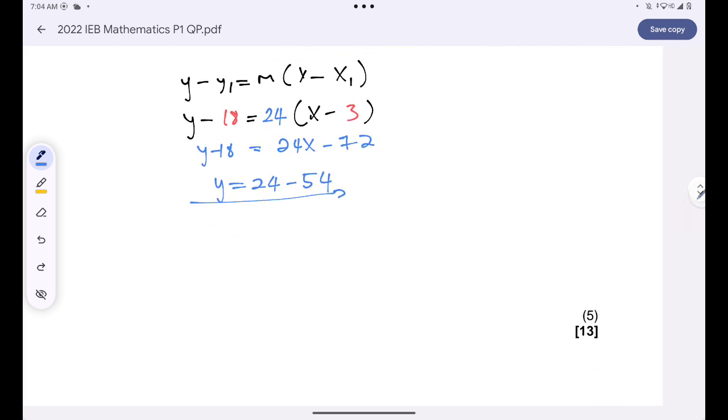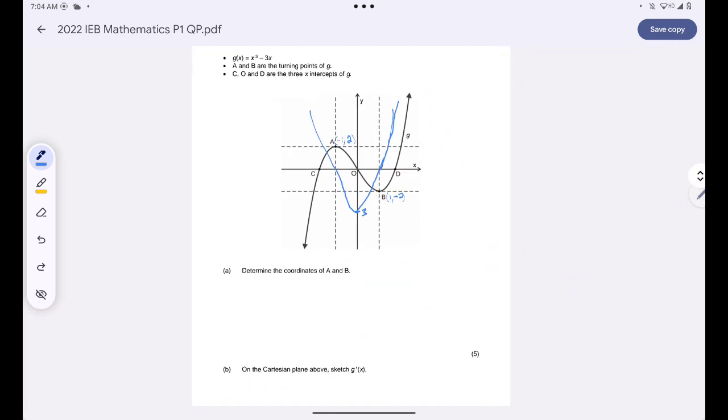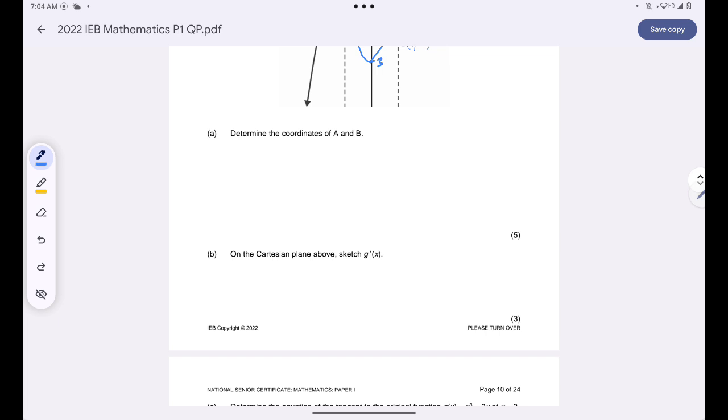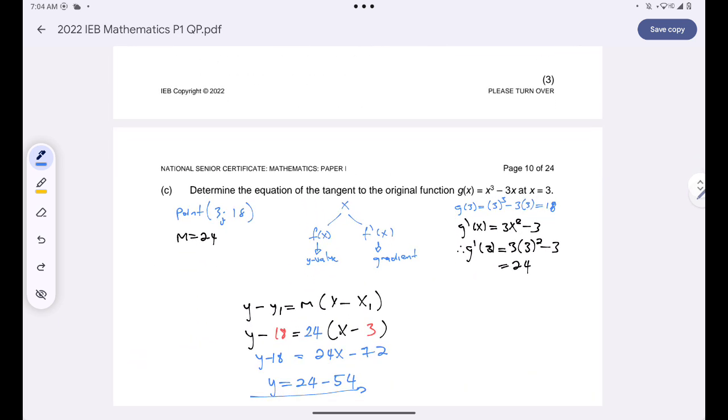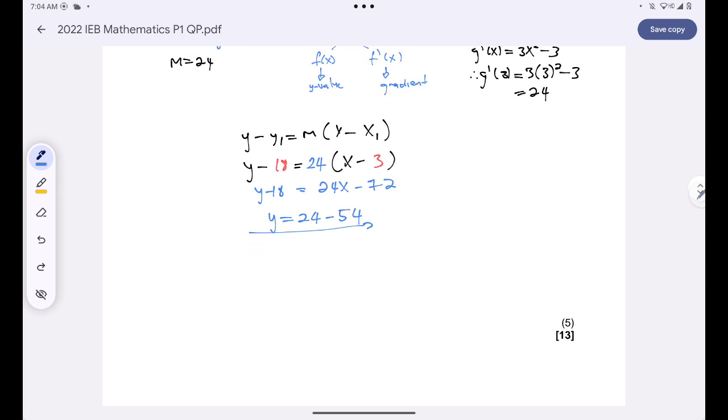That's how, guys, we could have tackled question 5. Yeah, question 5. It's easy. Just easy. That's how I could have tackled question 5.